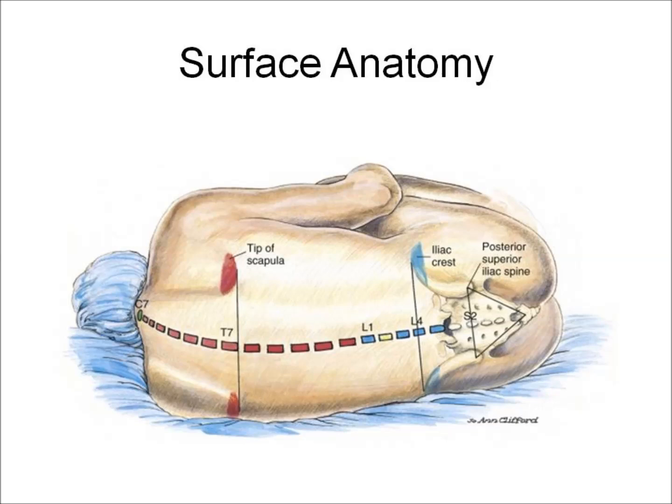The line that joins the two posterior superior iliac spines and the sacral hiatus forms an equilateral triangle. These landmarks are used in the performance of caudal blocks or caudal epidurals. These are usually done in the pediatric population.